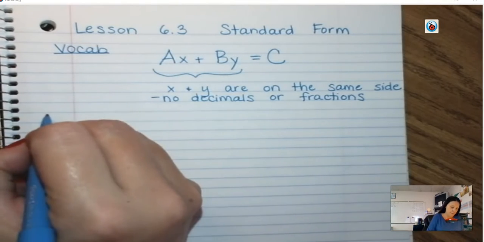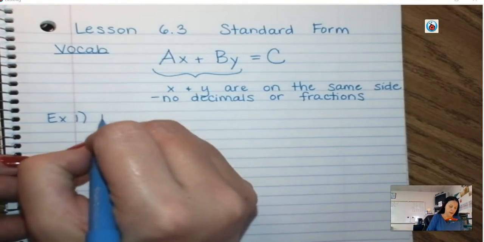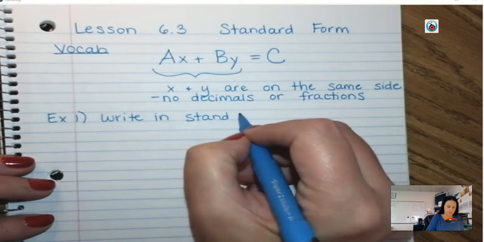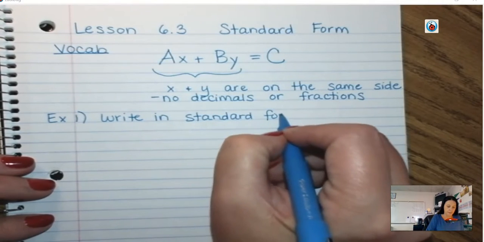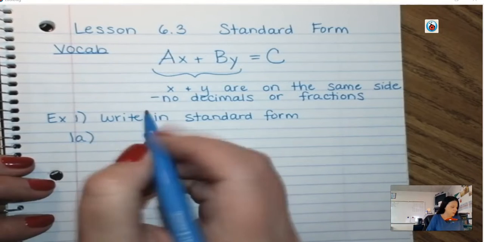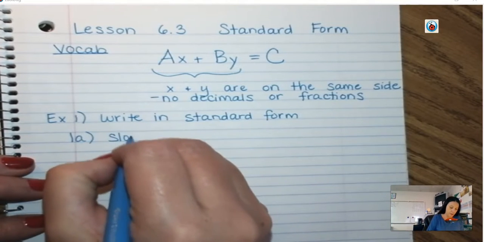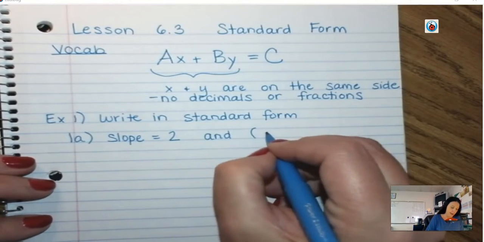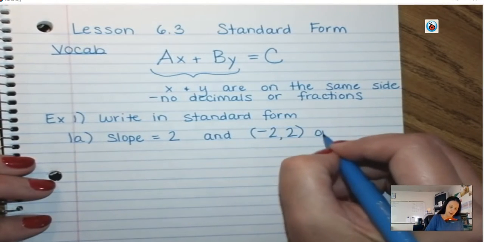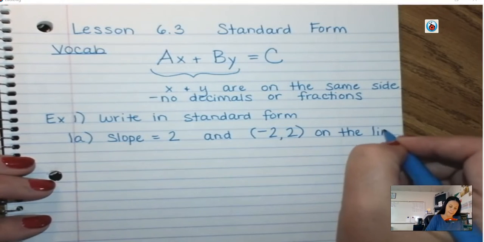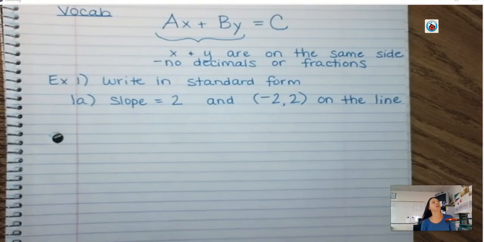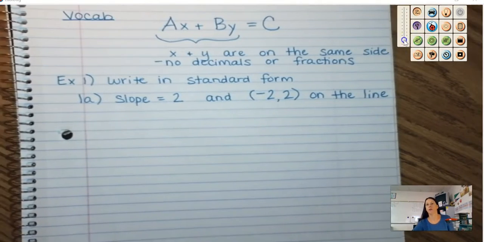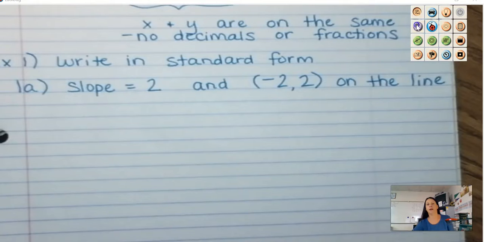Okay, example 1 is going to say write in standard form. 1A is for a line that has a slope of 2 and negative 2 comma 2 is on the line. The slope is 2 and then the point negative 2, 2 is on the line. We have to write the equation in standard form for that line.